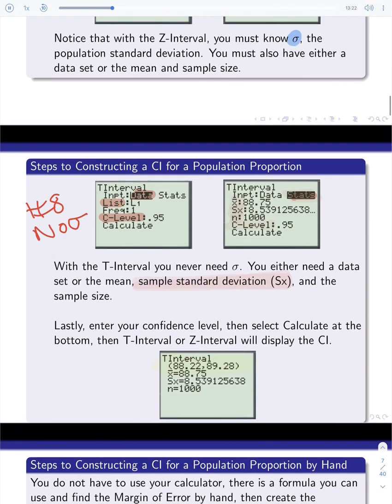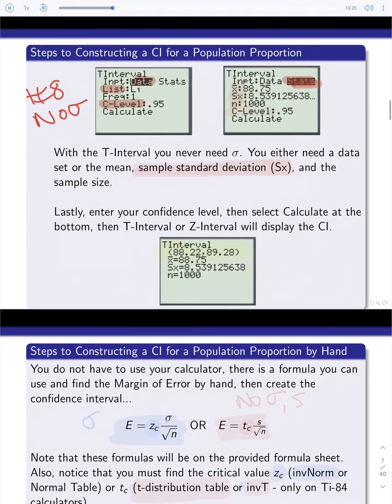However, look at the T interval if we were using statistics instead, meaning they just gave me a bunch of information in my problem. If they do that, they do want our sample mean. They do want Sx. Remember, Sx is the sample standard deviation, not the population. If you've got a population sigma, you need to go back and use the Z interval. They also ask for our sample size, our N, and our confidence level. So it's pretty much the exact same information as what you were inputting into the Z interval. The only difference is the sample standard deviation instead of a population.